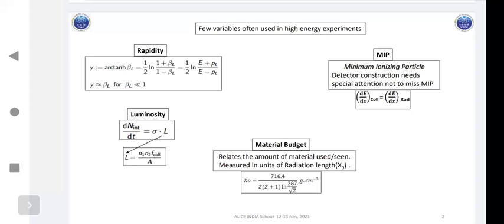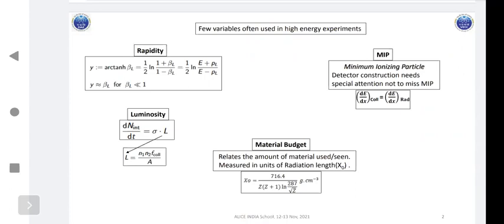And then minimum ionizing particle. Again, I try to keep it here specifically for a reason, since we are discussing detectors. So you know that whenever you are building a detector, you have to keep in mind that there should be a limit between which your detector should work. And how are these limits set? The lower limit: it should be capable of measuring the lowest possible energy deposited by a particle, which is represented by the MIP.